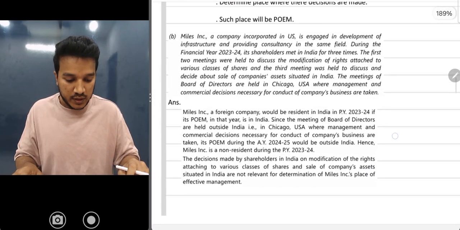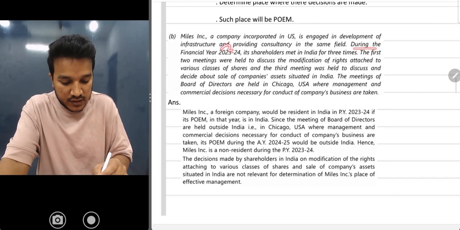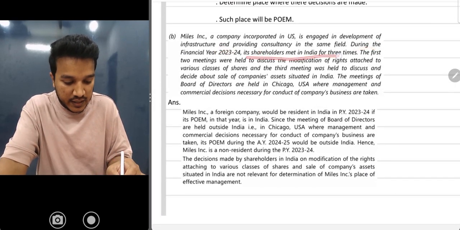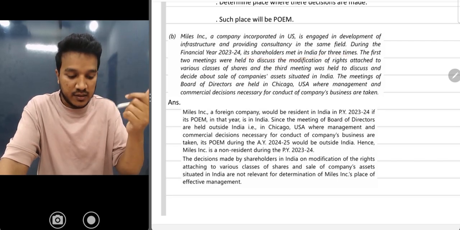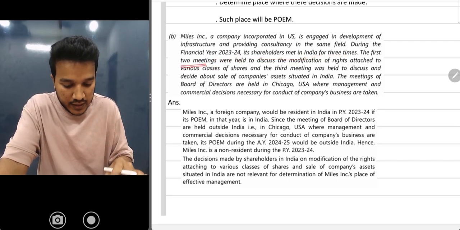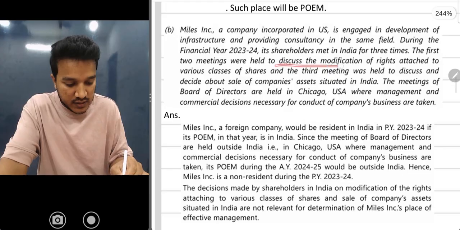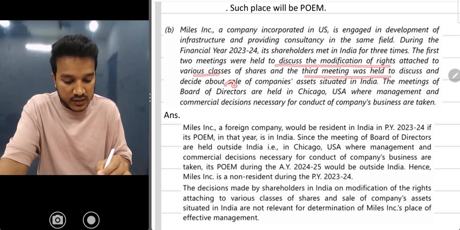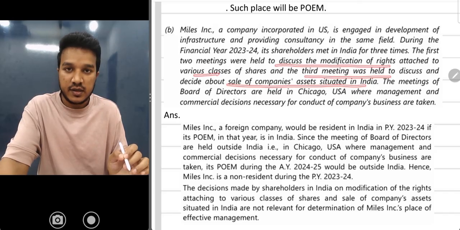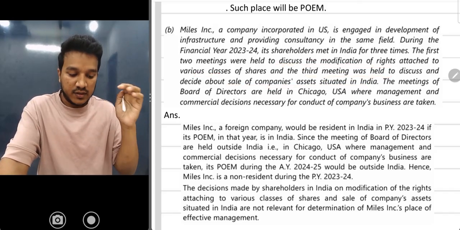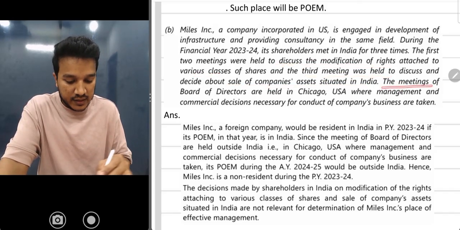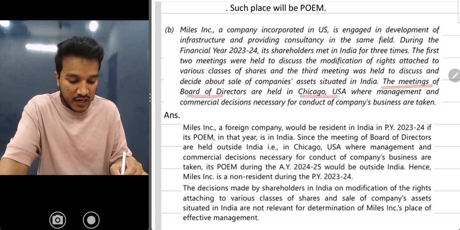This question is also important. See, during the financial year, its shareholders met in India 3 times. In India they have met 3 times. The first 2 meetings were held to discuss the modification of rights attached to various classes of shares, and the third meeting was held to discuss the sale of the company's assets situated in India. To sell the assets, they are meeting for the third time. The meetings of the board of directors are held in Chicago, USA.